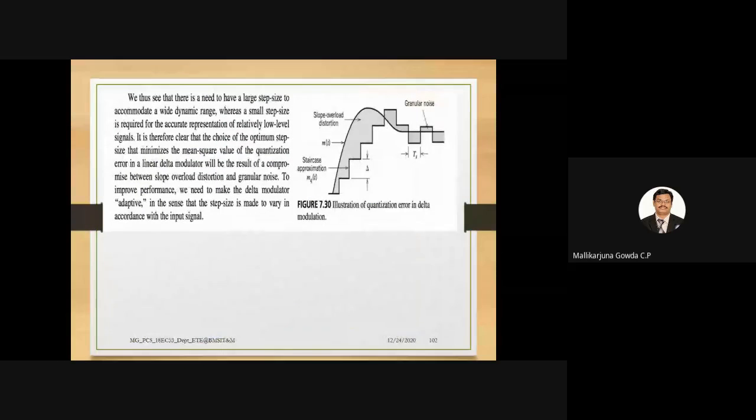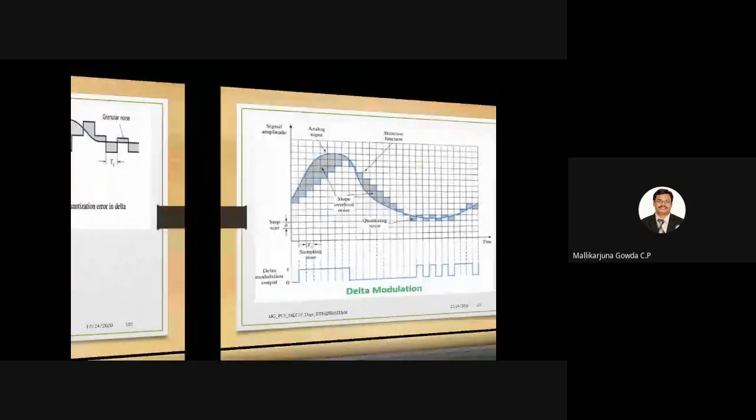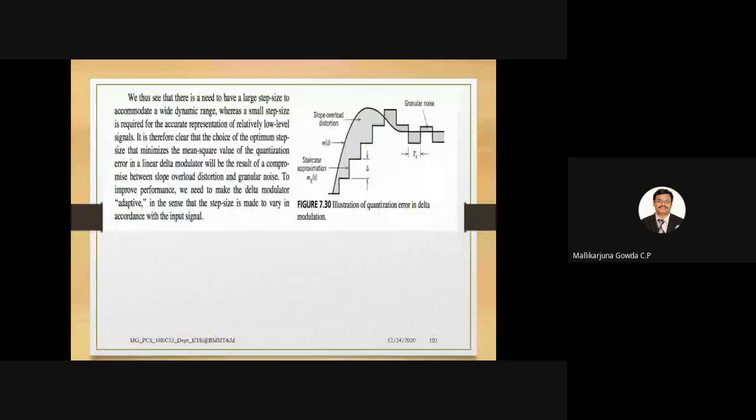Yeah, the same thing shown with one more diagram. I think this is from the textbook. You can draw any one diagram to explain the concept of quantization error in delta modulation. The only thing is you should mention the two types of quantization errors in delta modulation. One is slope overload distortion, and another one is granular noise.